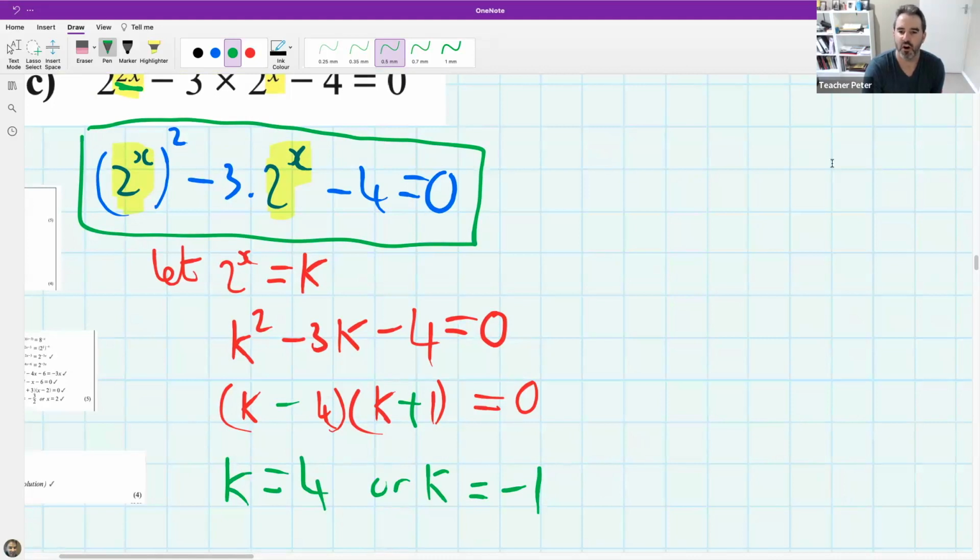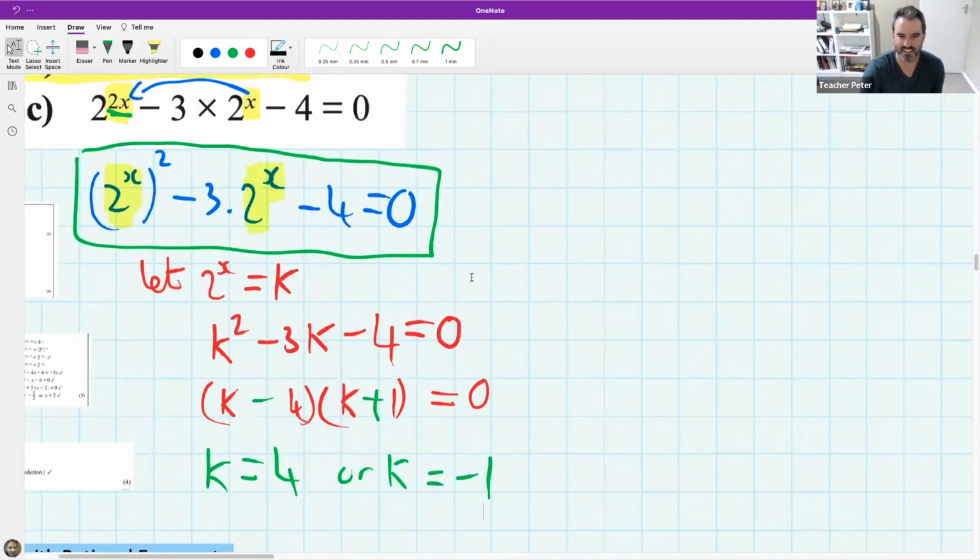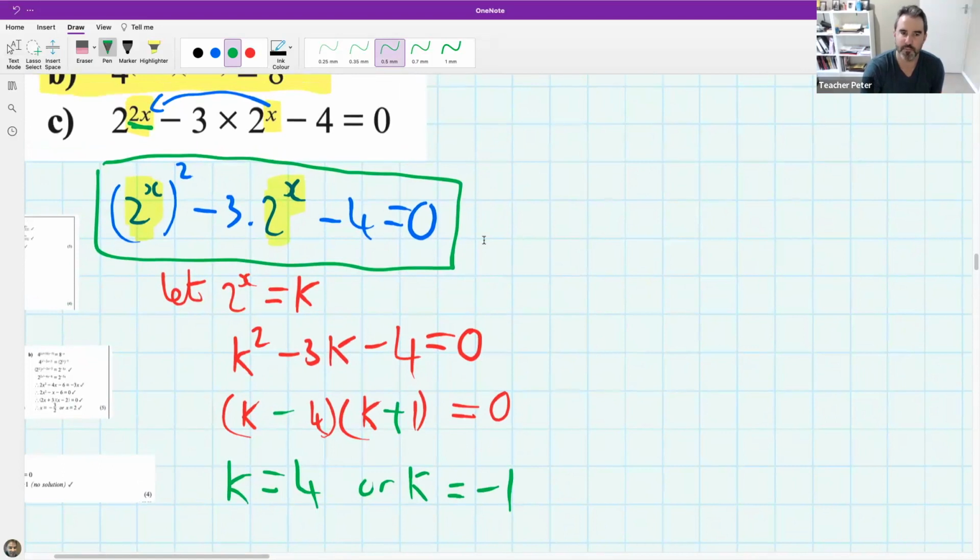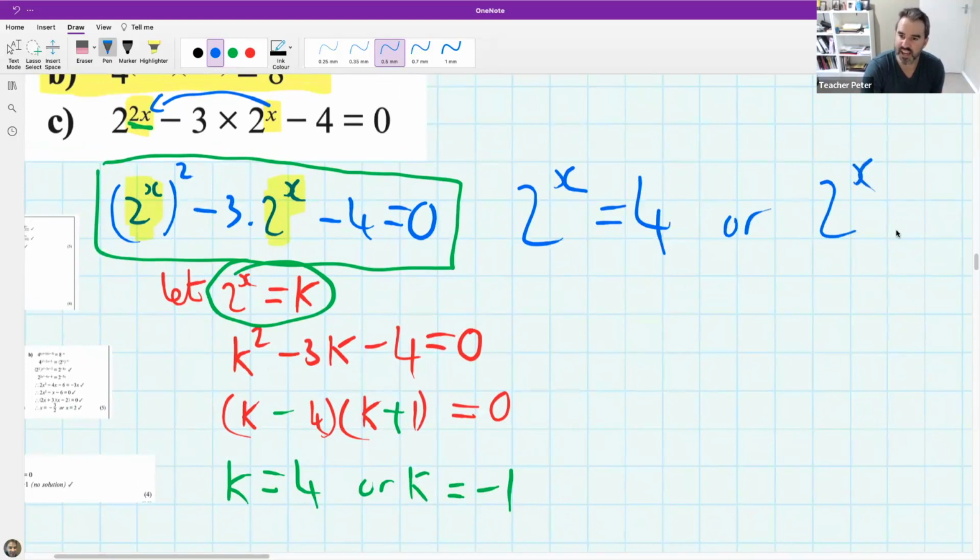Okay, now here, ladies and gentlemen, is the sneaky clever bit. Remember when we started with this and we said 2 to the x is k? Well, now we're going to say 2 to the x is 4, or 2 to the x is minus 1. Give me a thumbs up if you understand the connection between this and this. Give me a thumbs down if you don't get the connection.